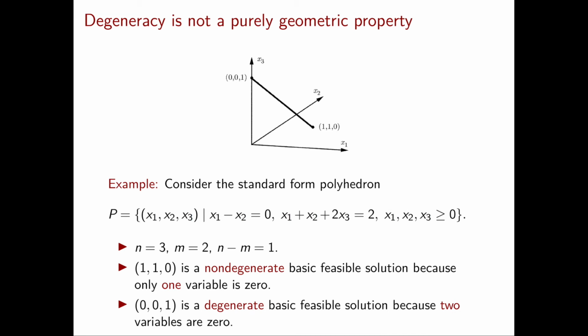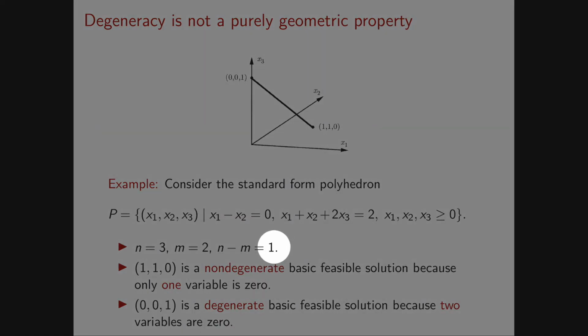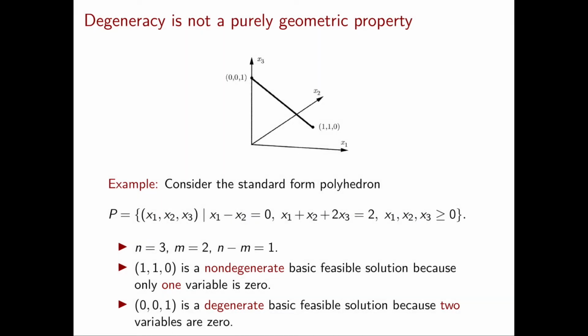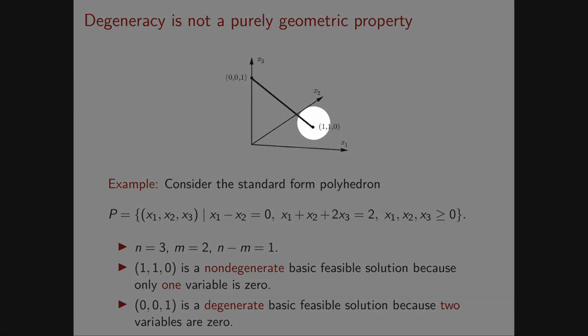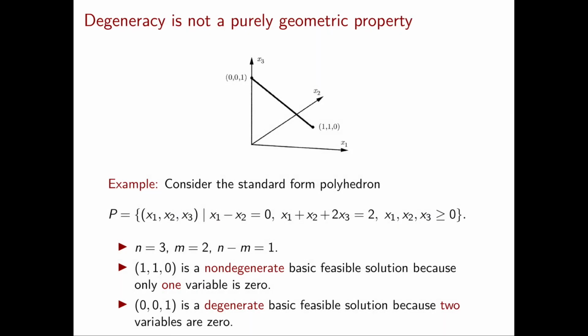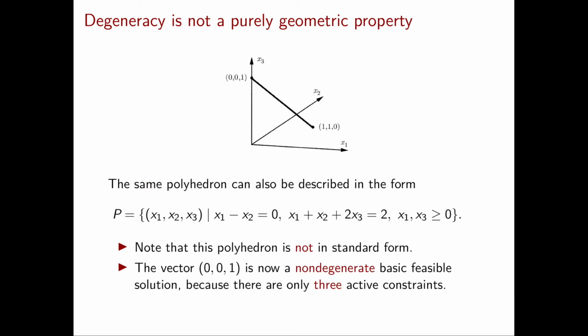So to understand if a basic solution is degenerate, we have to check if we have 1 or more variables that are 0. Here we have 2 basic feasible solutions, 110 and 001. Now 110 has only 1 variable that is 0, so it's non-degenerate, while 001 is degenerate because it has 2 variables at 0.